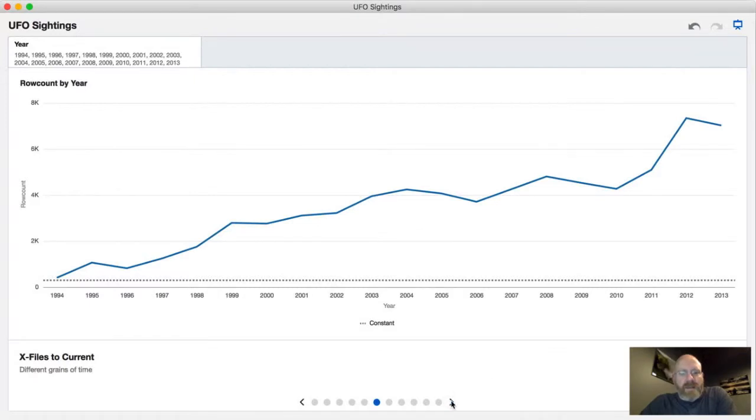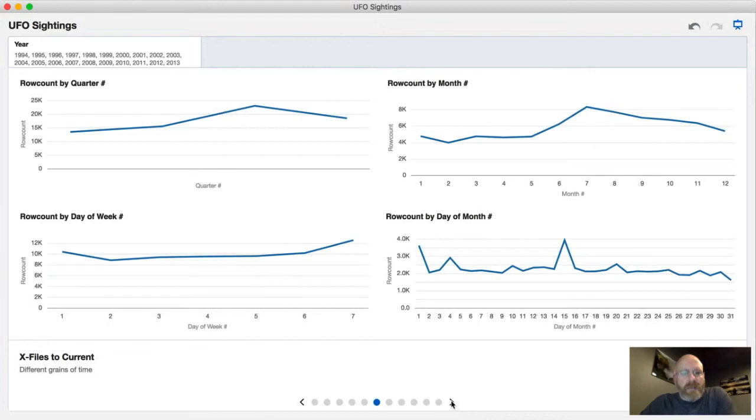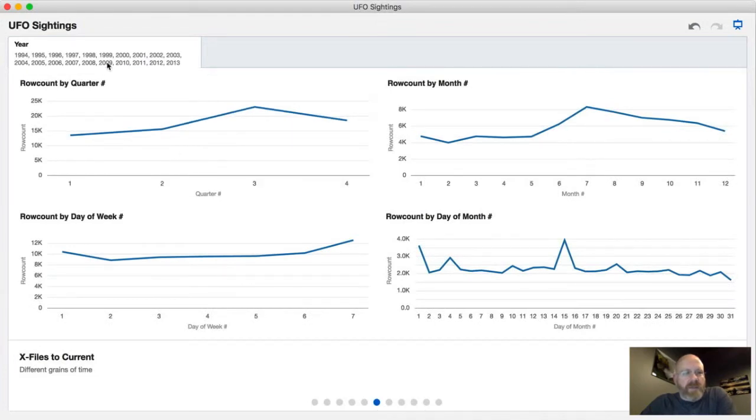So if we look then, how does this break down in this most popular period, keeping this filter up here from 1994 to 2013? We can see here that sightings definitely go up in the third quarter, July being the most popular month. Whether that's because it's summer and this is all northern hemisphere data remains to be seen. Not sure what the definite correlation there is.